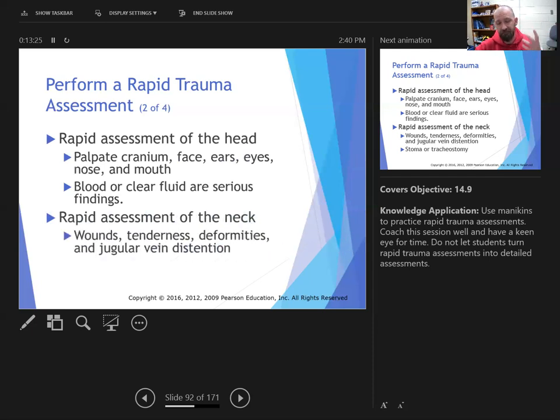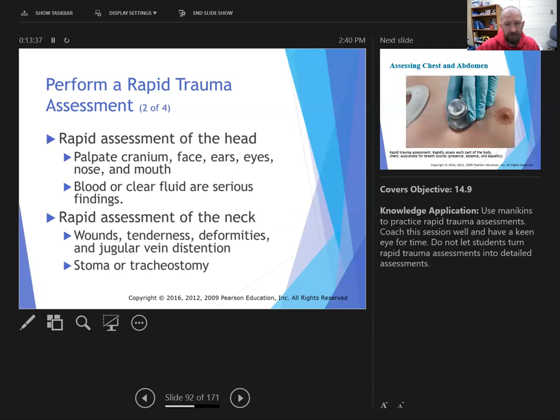We're going to be looking for any tenderness, deformities, jugular vein distension as well. We talked about what JVD is. The jugular veins are popping out there. We're going to be looking for a stoma, just a hole cut in the neck, a tracheostomy, there as well.